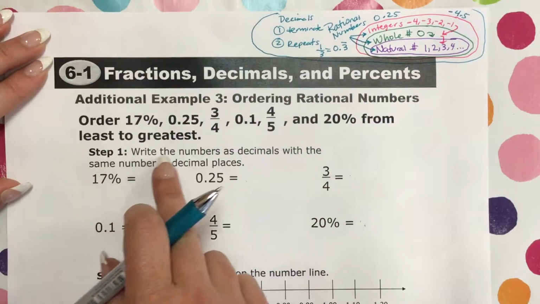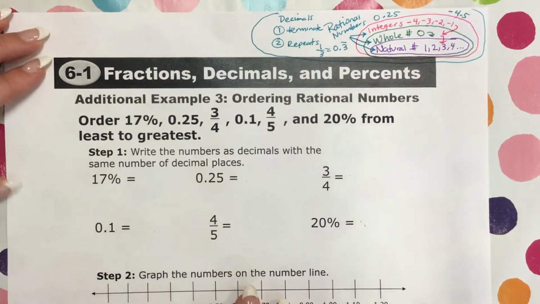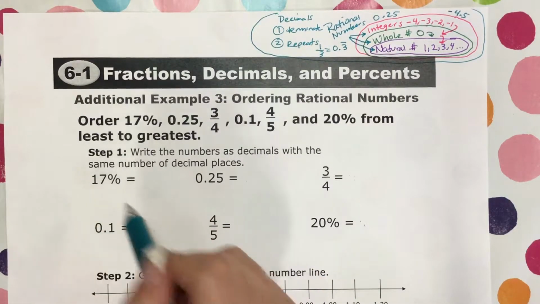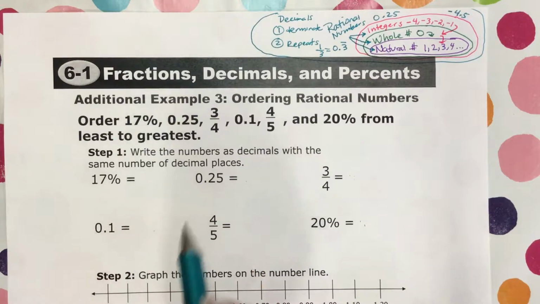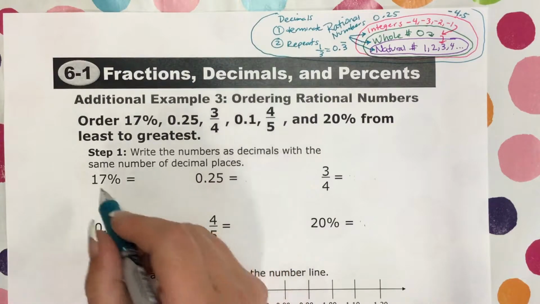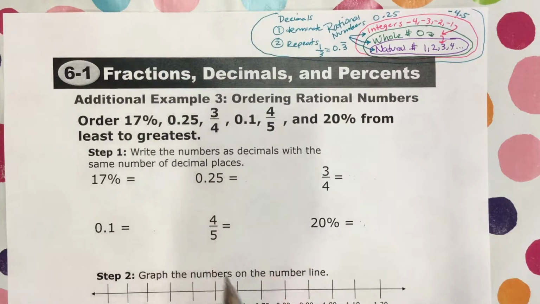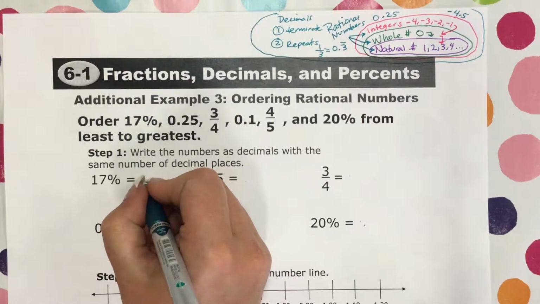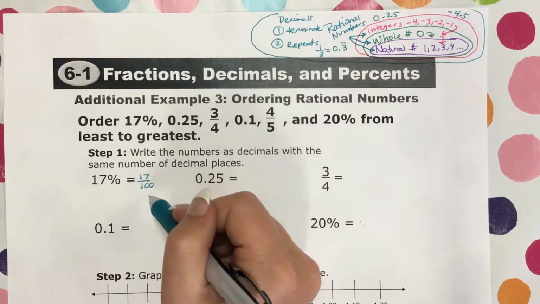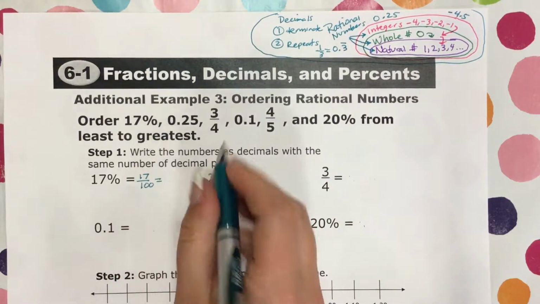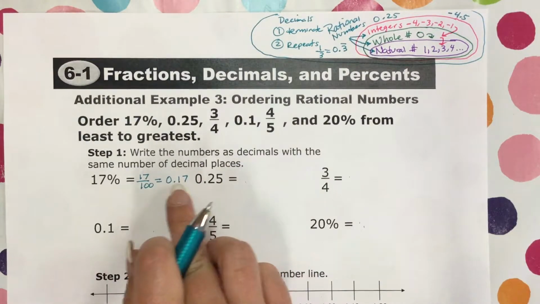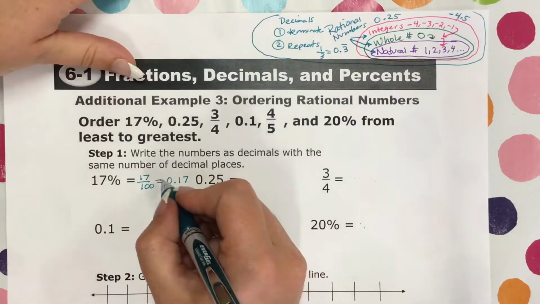So step 1, write the numbers as decimals with the same number of decimal places. So here we have a percentage. Let's go ahead and write this one as a decimal. Well, we know that 17%, there's two different ways, so I'll just go over both of them. 17% is the same thing as 17 over 100, which would be 17 hundredths, which is 0.17. That's the tenths place, that's the hundredths place, 17 hundredths, okay? So that is the decimal.